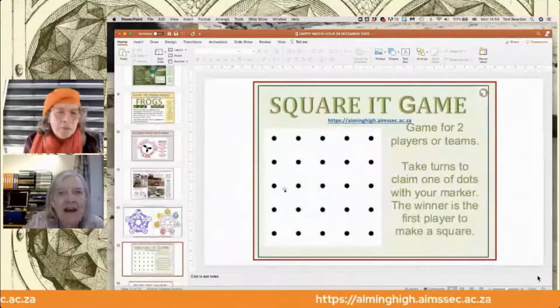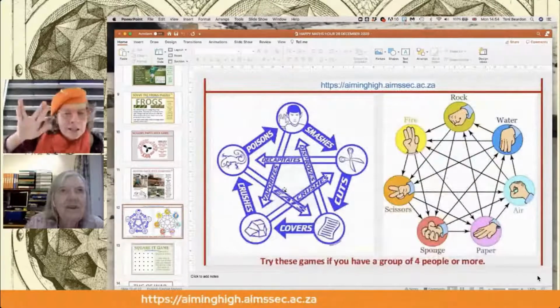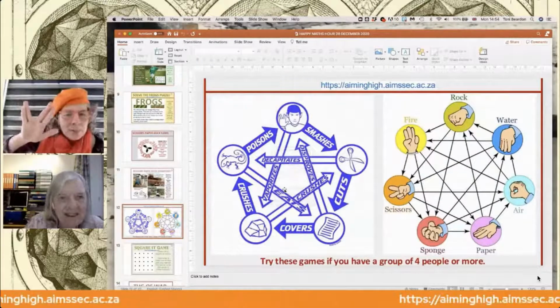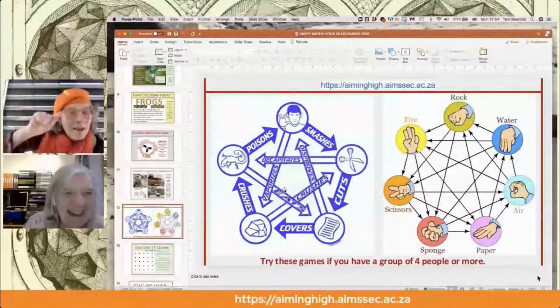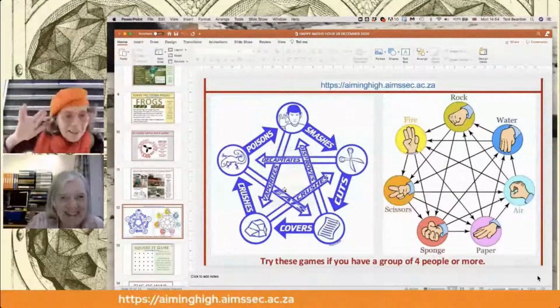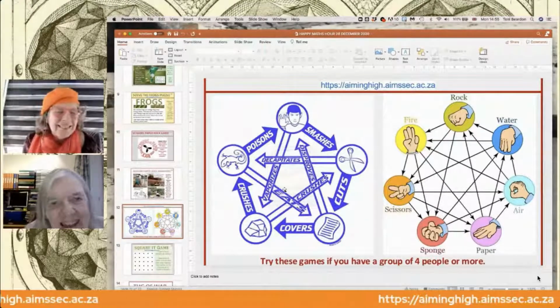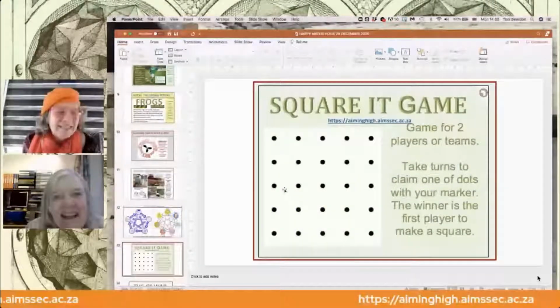Oh no! It's Spock. Spock vaporizes the rock, and Spock crushes the scissors. The lizard poisons Spock.